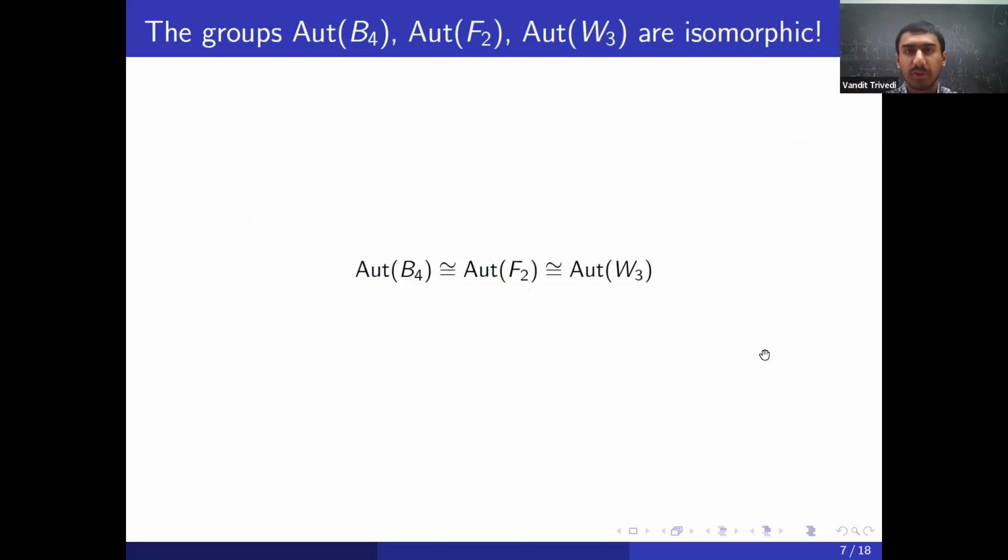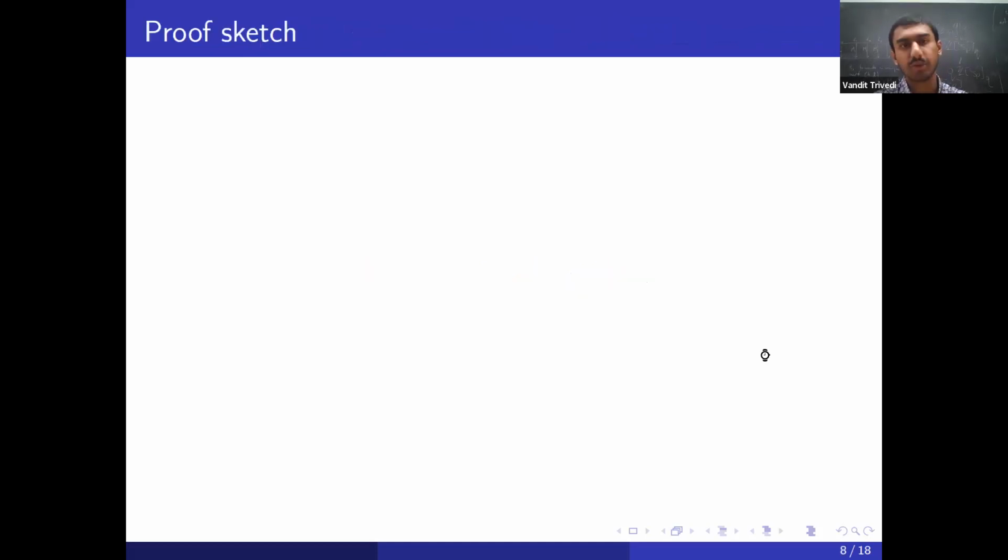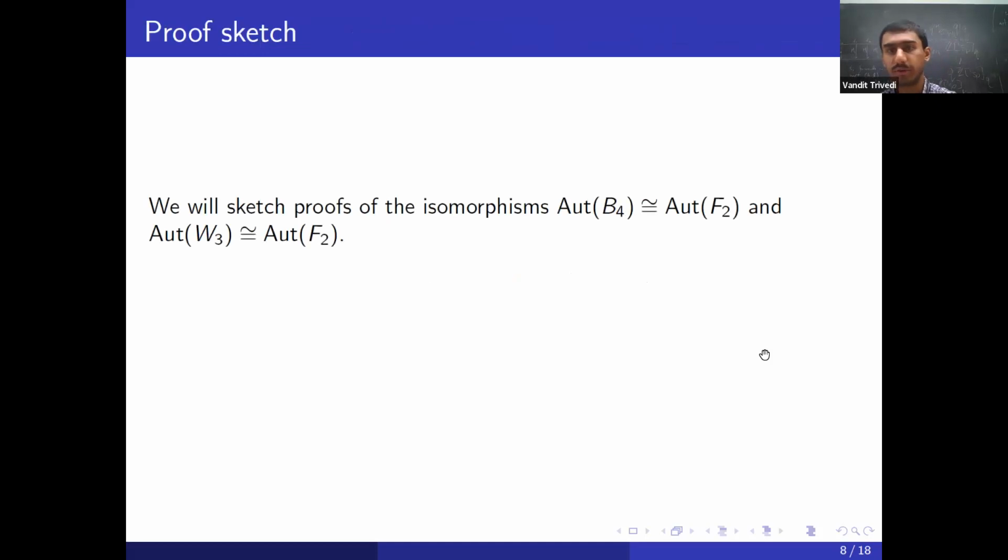And as was in the title of the talk, the remarkable result is that these groups are isomorphic. So these three classes of groups intersect in some sense at these respective ranks. So let's look at the proof sketch. And the idea of both proofs is the same. By both, I mean we'll prove that Aut B4 is isomorphic to Aut F2 and Aut W3 is isomorphic to Aut F2. And the idea in both proofs is the same.